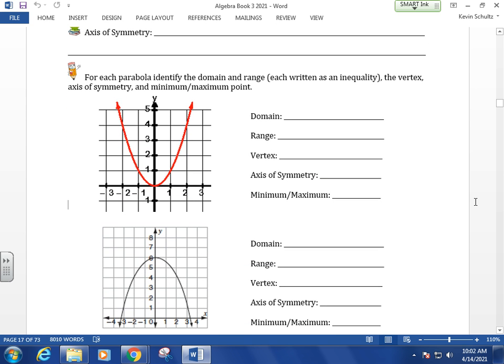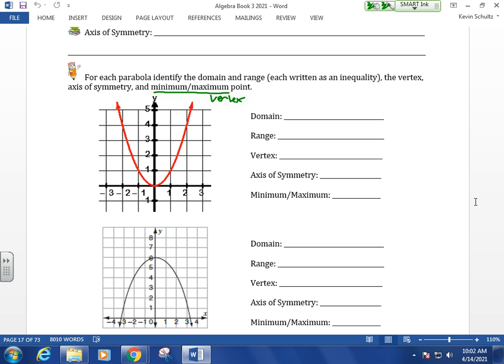Okay, so this is the parabola that was used up at the top. And it says, for each parabola, I identified the domain and range, each written as an inequality. So we'll talk about that. The vertex, axis of symmetry, and the minimum or maximum point, which again, that minimum or maximum point refers to the vertex. Okay, so here's our parabola.